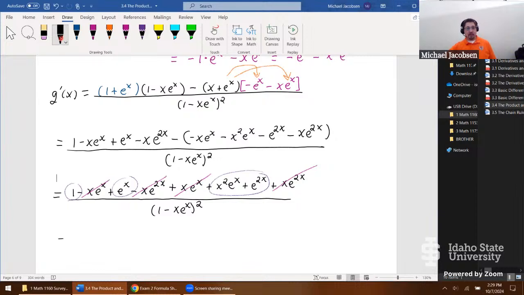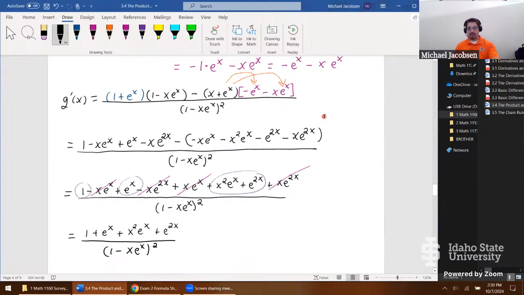So the derivative g prime of x, all said and done, is 1 plus e to the x plus x squared e to the x plus e to the power 2x, all divided by (1 minus x e to the x) squared. Well, we did it, folks.